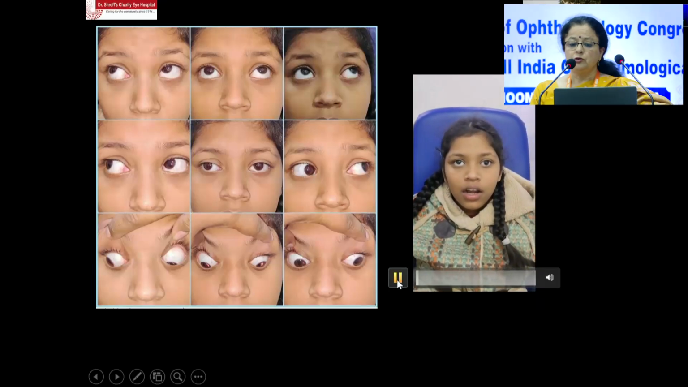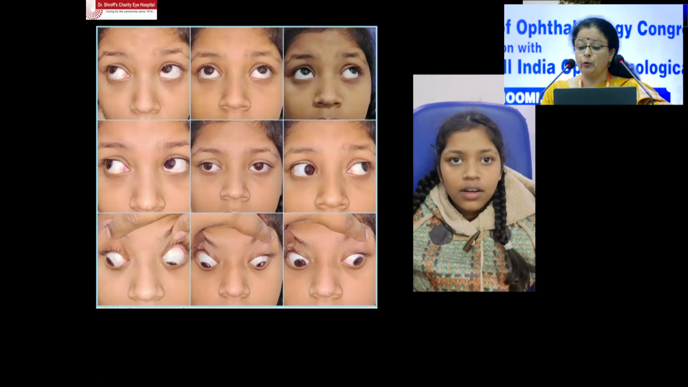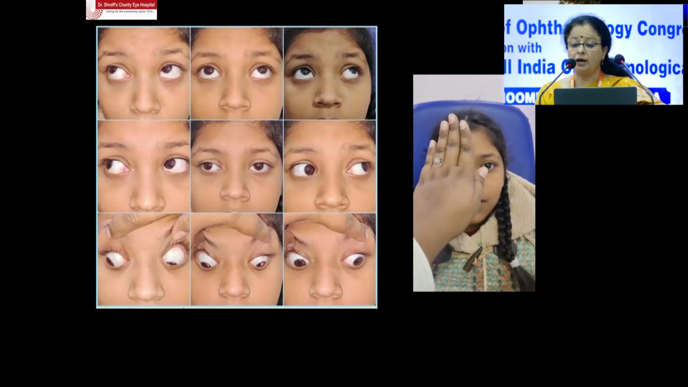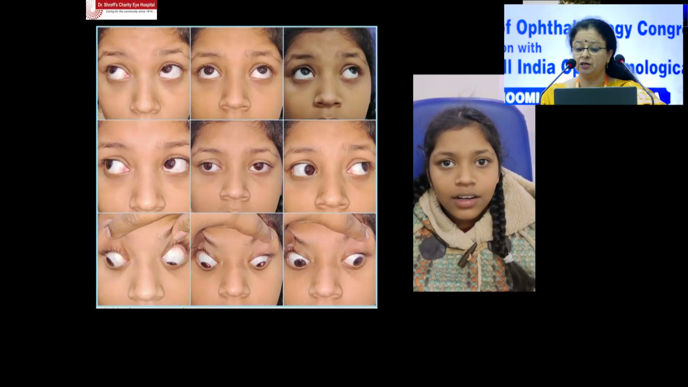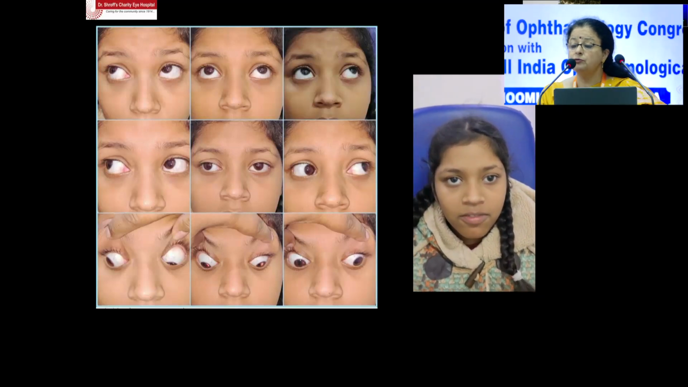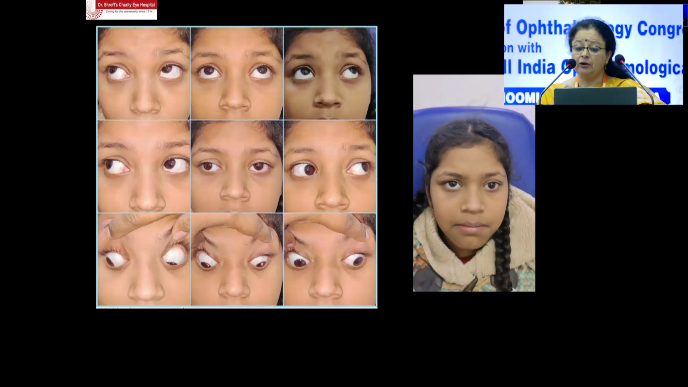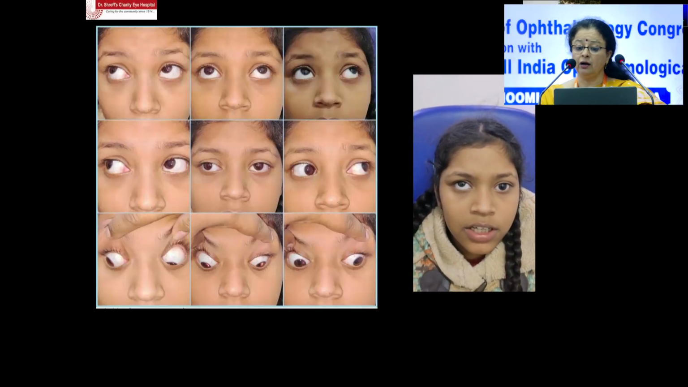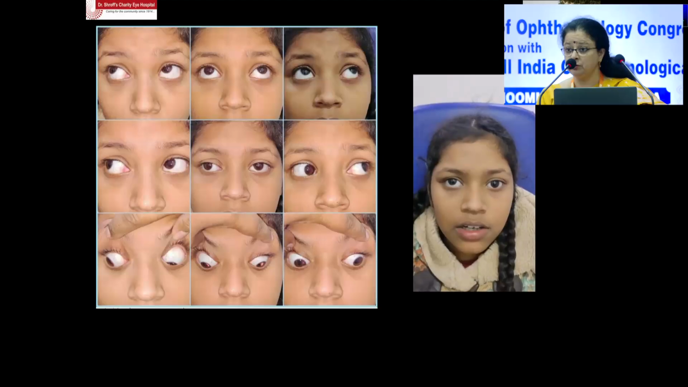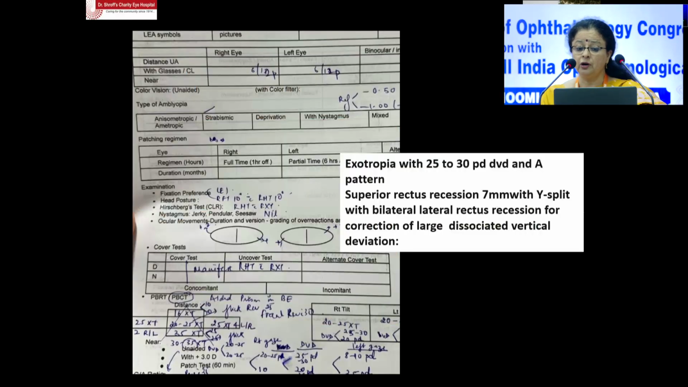So we thought, this is a large DVD of 25 to 30 prisms. The surgical procedure we normally do is superior rectus recession with inferior rectus resection, because it's a large DVD. We thought of doing a posterior fixation, like a Faden, as one option, or we thought we'd do the Y split.